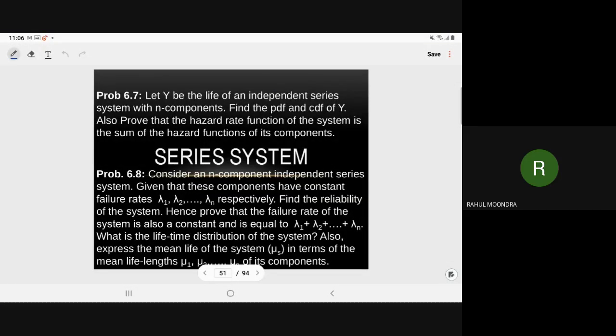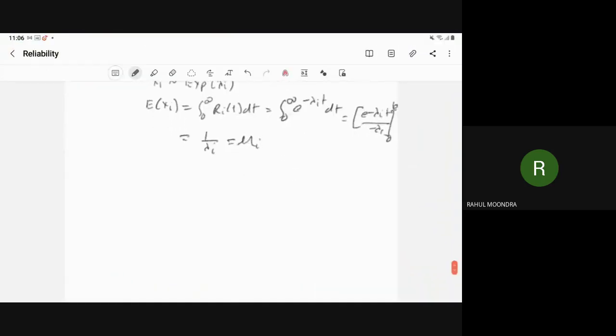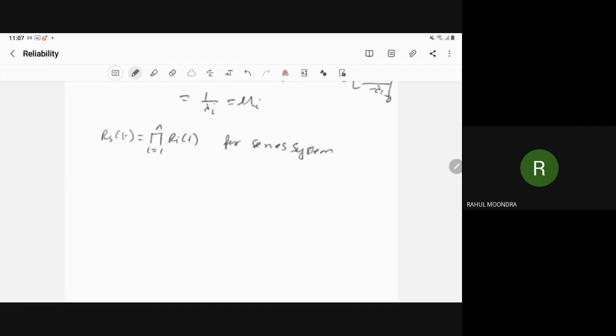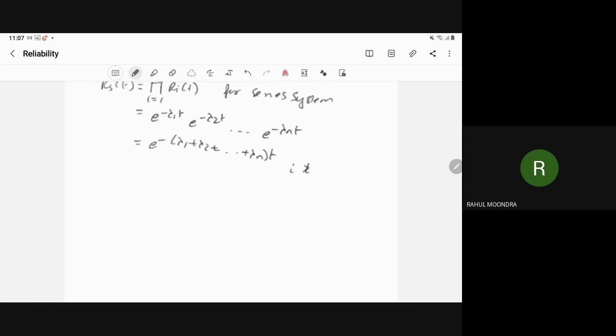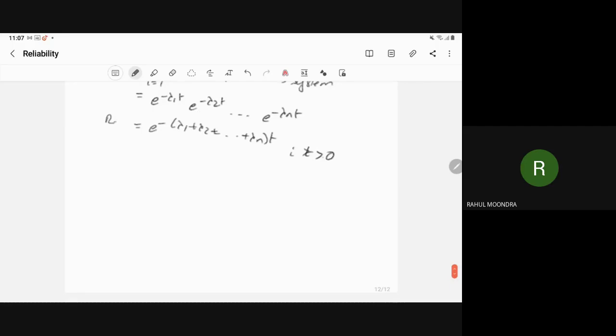Here we have the failure rates lambda 1, lambda 2, ..., lambda n respectively. Find the reliability of the system. Just now we have seen that Rs(t) is the product from 1 to n of Ri(t) for the series system. So it becomes e to the power minus lambda 1 t, e to the power minus lambda 2 t, and e to the power minus lambda n t, which can be written as e to the power minus (lambda 1 plus lambda 2 plus ... plus lambda n) times t, where t is greater than 0. So this is the reliability of the system.